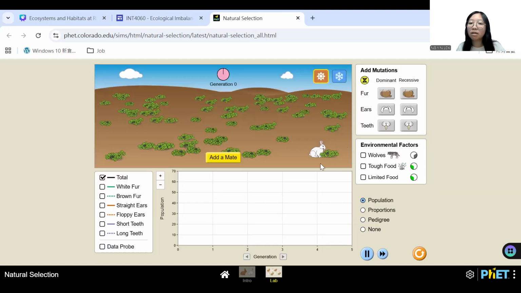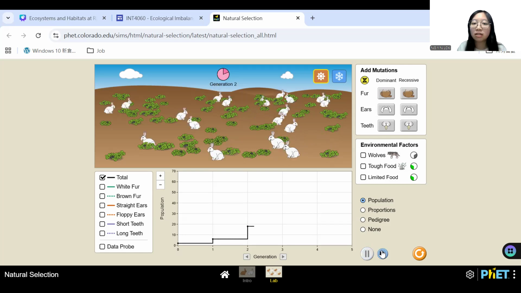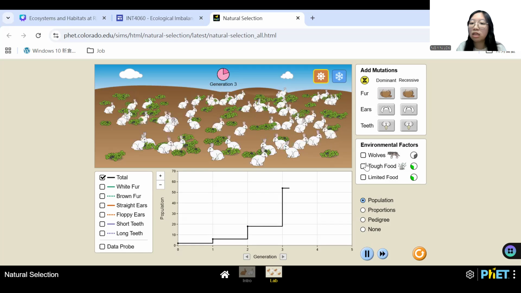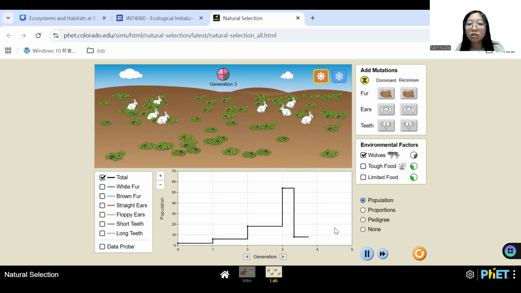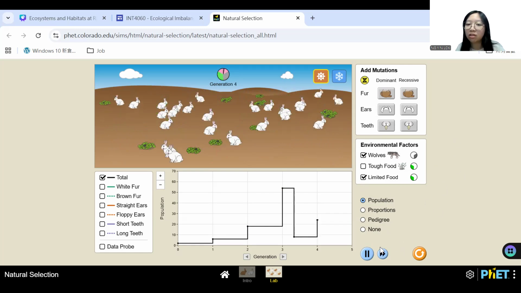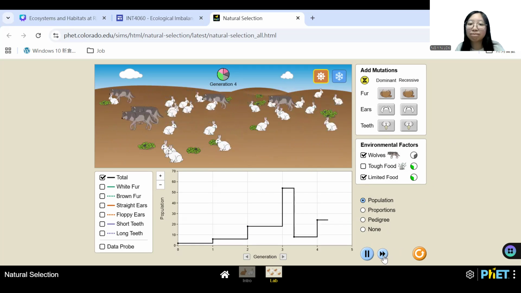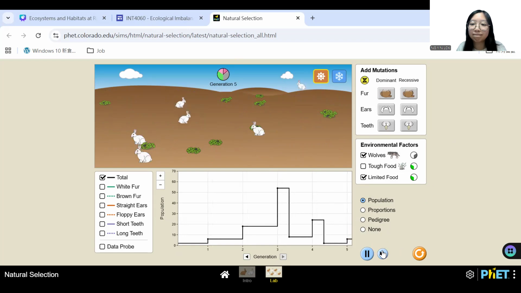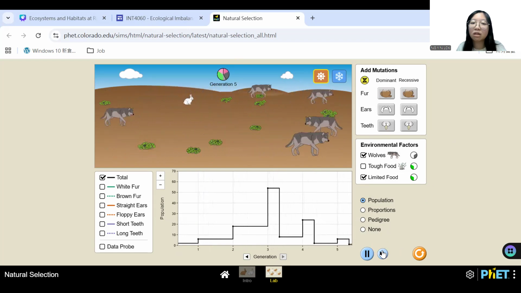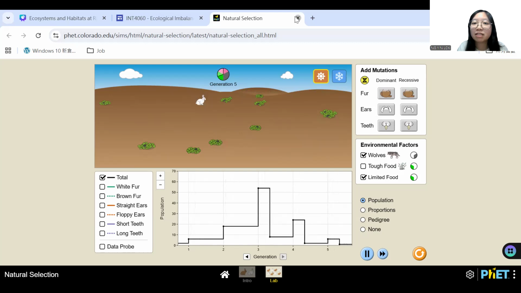Let the rabbits go. Here is still generation 0. I can see more rabbits. If there is a wolf, the rabbits will decrease. Then you can see the change. If I have limited food, then you can see the curve of the rabbits. Just wait for you to find it. Then we will see the others first.